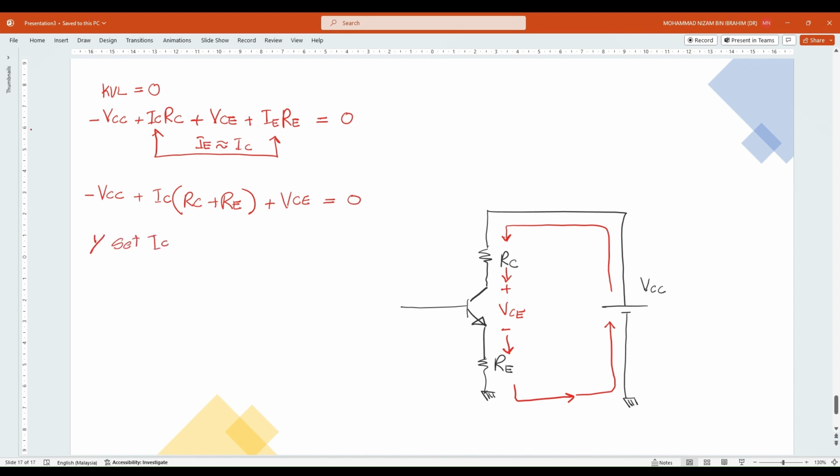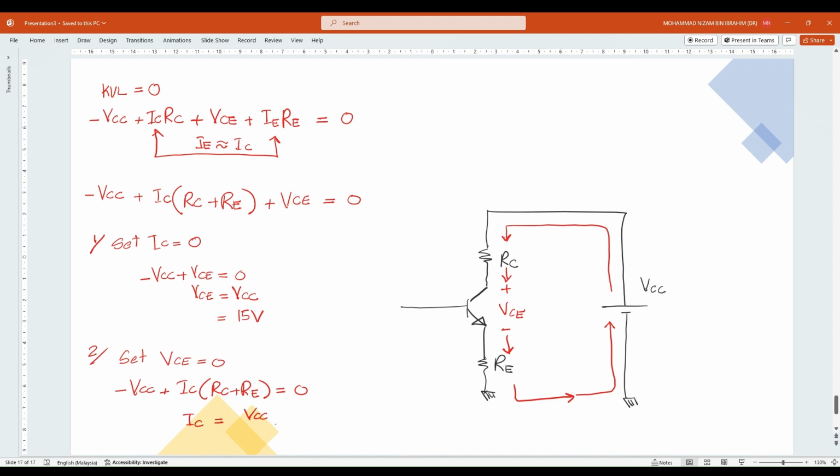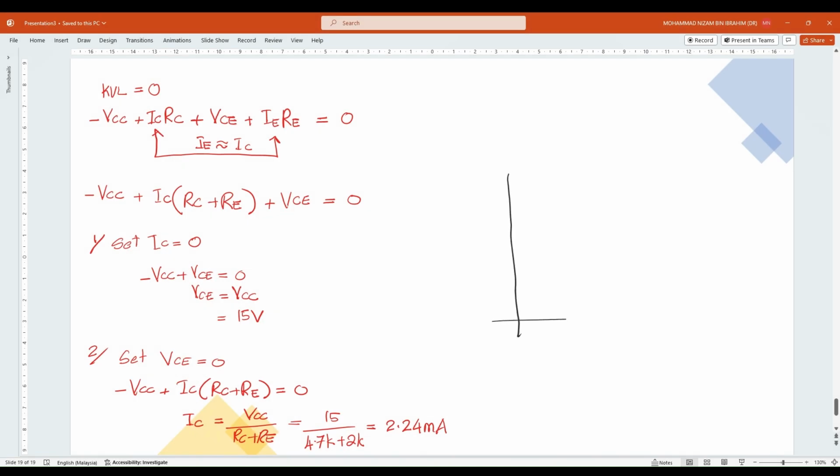First, set IC equal to 0. Second, set VCE equal to 0. Finally, sketch the DC load line.